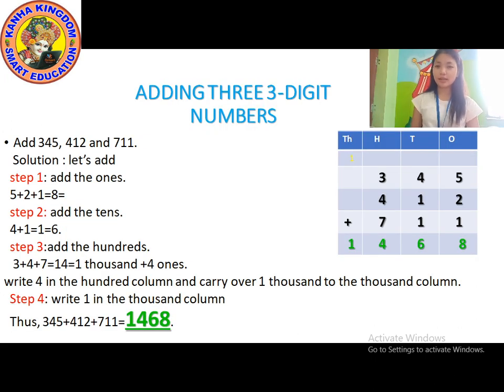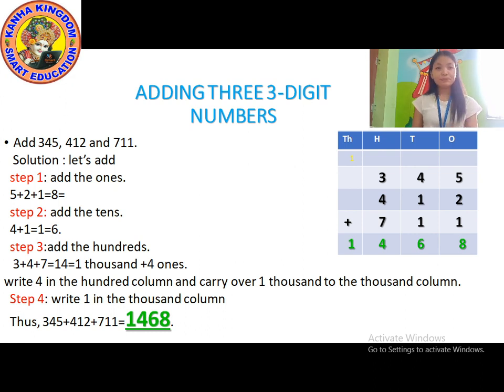Now we are going to learn about adding three-digit numbers. That means we are going to add 3 numbers which are of 3 digits. To learn this topic, we are going to solve one example. Add 345, the first number, 412, the second number, and 711, the third number. That means 3 numbers which are of 3 digits.